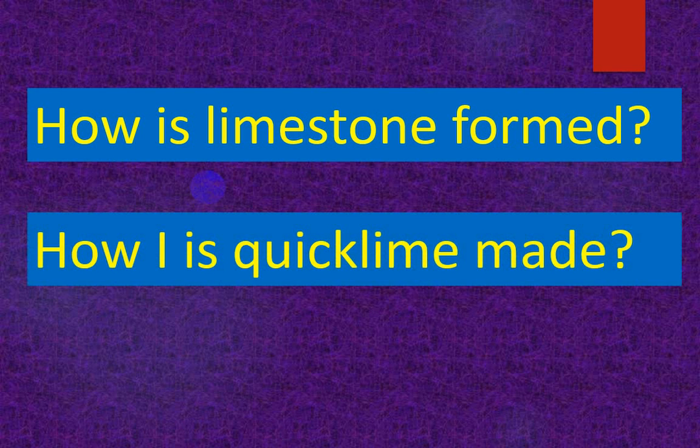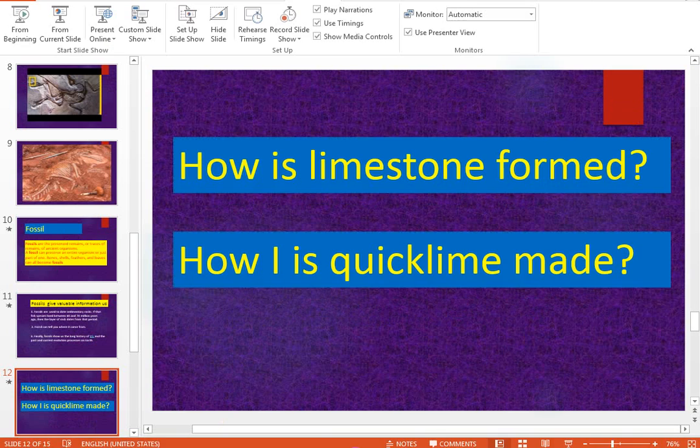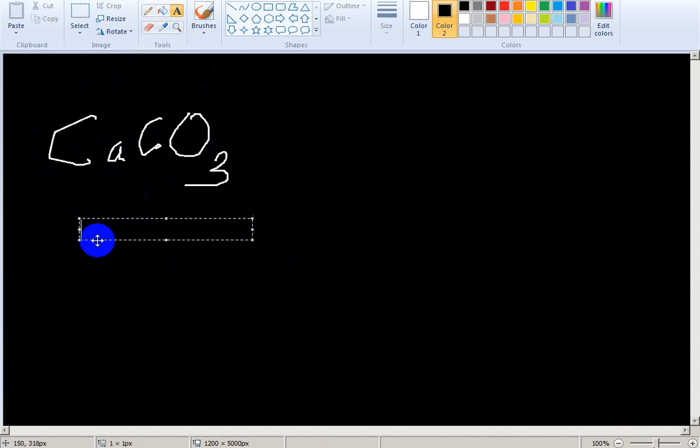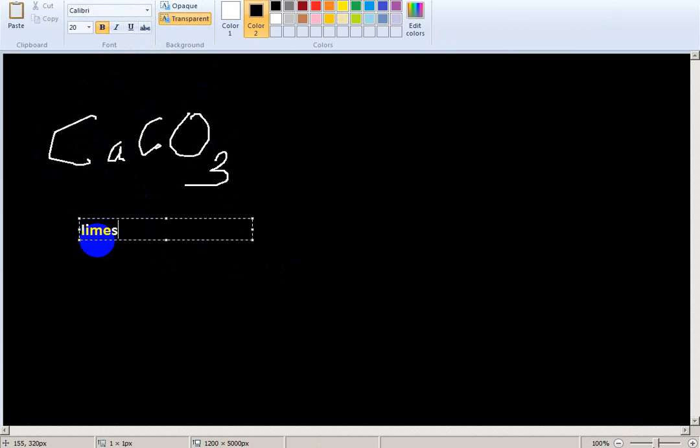How is quicklime made? The calcium carbonate is the limestone. This is the limestone.